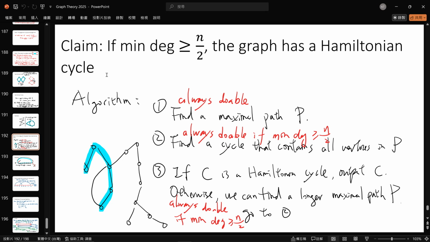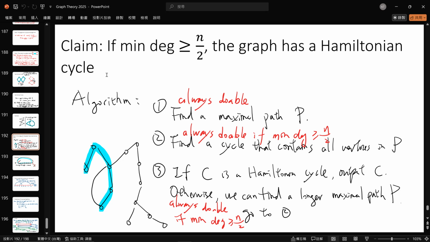When the minimum degree is at least n over 2, this means there are lots of edges in the graph, so the graph is kind of dense. Intuitively, when you have lots of edges, you should be able to find a Hamiltonian cycle. It turns out that yes, when the minimum degree is at least n over 2, you can always find a Hamiltonian cycle. And the proof is actually an algorithm.